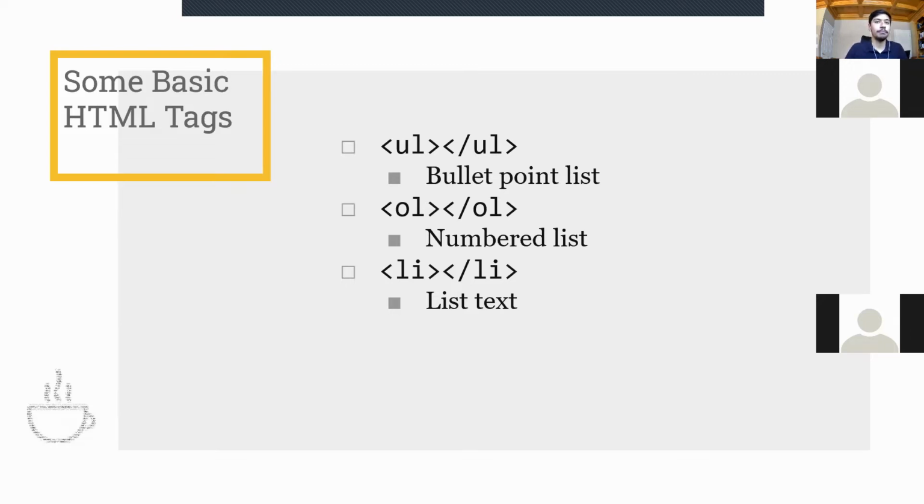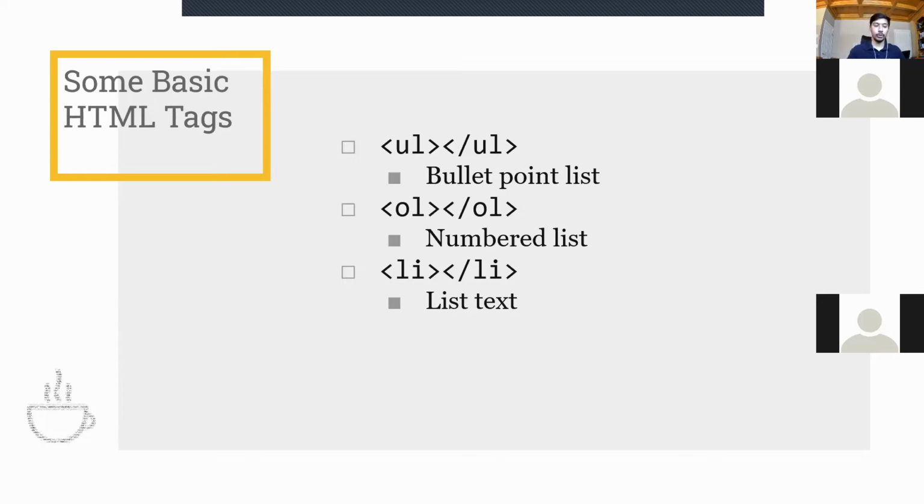So the last 3 important tags you're going to probably want to know are the UL, OL, and LI tags. These are just lists, essentially. The L stands for list here. UL stands for bullet point list. OL stands for numbered list or ordered list. And LI stands for list item. The UL stands for unordered list, in case you were wondering there.